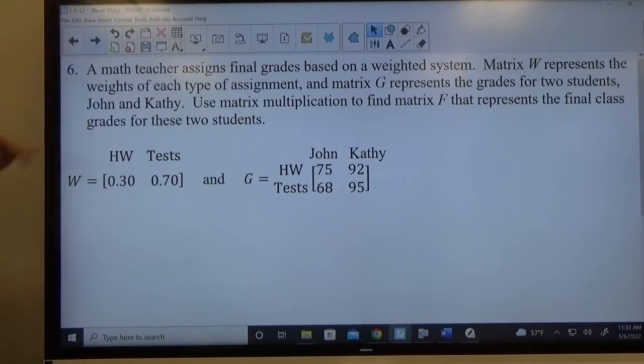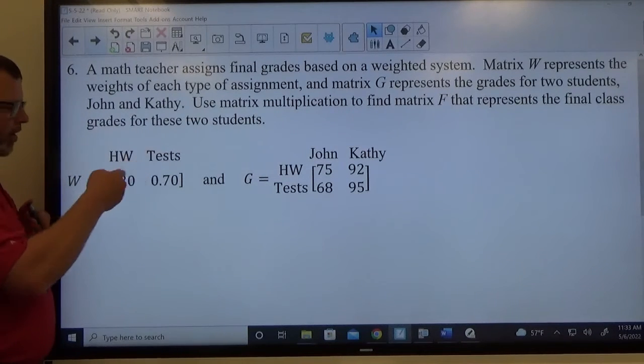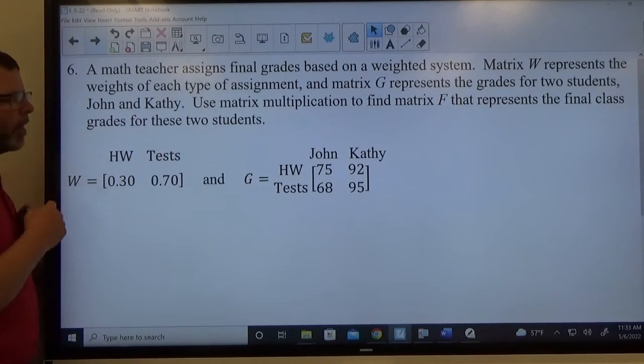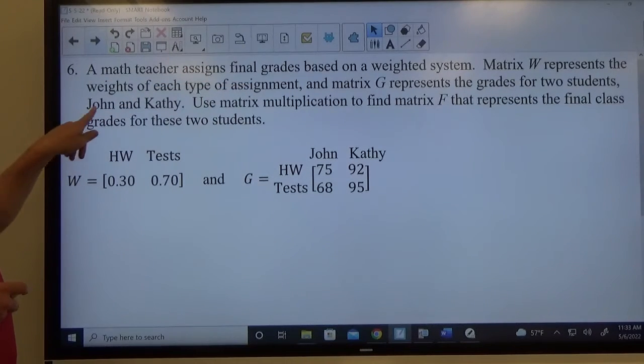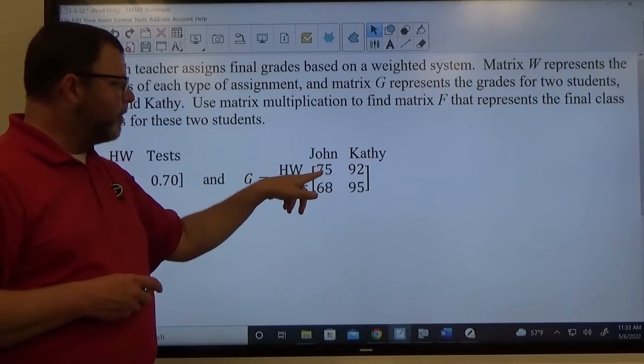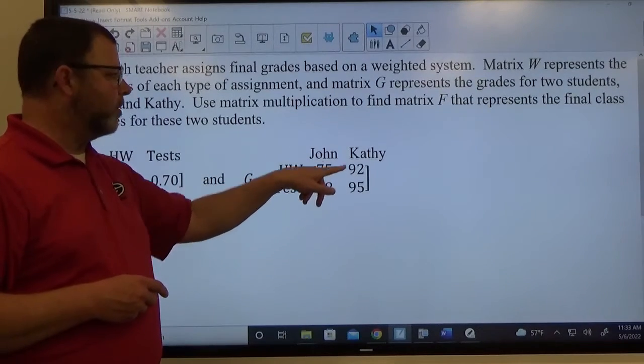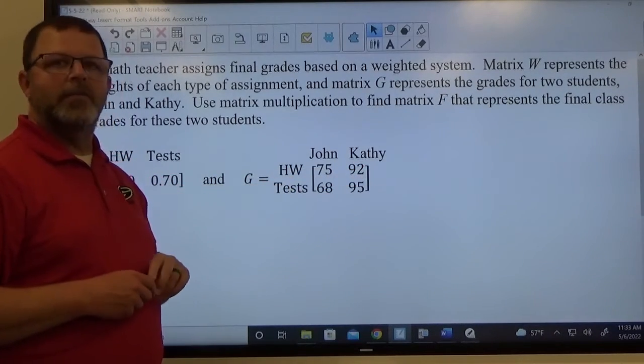Number 6. A math teacher assigns final grades based on a weighted system. Matrix W represents the weights of each type of assignment. We have homework and tests weighted at 30% and 70%. And matrix G is the grade matrix for the 2 students, John and Kathy. John got a 75 homework average, 68 test average. Kathy got a 92 homework average, 95 test average.